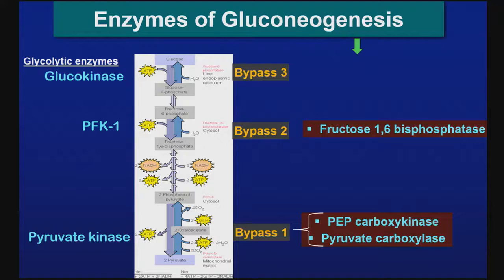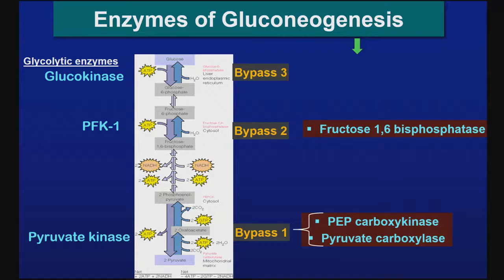But the second one is the fructose 1,6-bisphosphatase, to reverse the reaction that is catalyzed by fructose 6-phosphate kinase, the fructose 6-phosphate to fructose 1,6-bisphosphate. Let me repeat that. PFK1, phosphofructokinase 1, catalyzes the phosphorylation, basically the second phosphorylation, of fructose 6-phosphate to fructose 1,6-bisphosphate. Is that clear? Good.